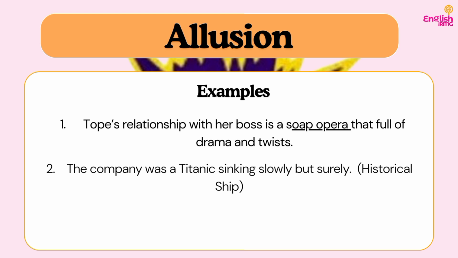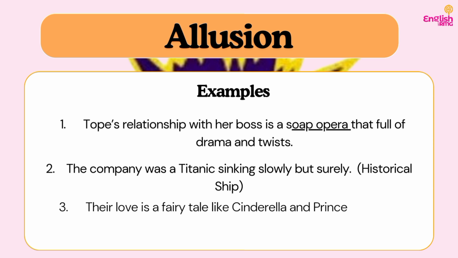Do you understand? So by using allusion, you'll be using whatever knowledge your reader or listener already has to elaborate a particular meaning that you are also trying to pass across. So example three, we have: their love is a fairy tale like Cinderella and Prince Charming. So this is allusion to the fairy tale. That is, we are trying to say that their love is just as perfect. Do you understand? Like that of Cinderella and Prince Charming.